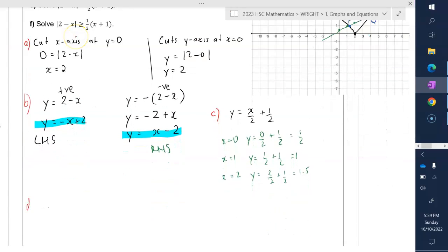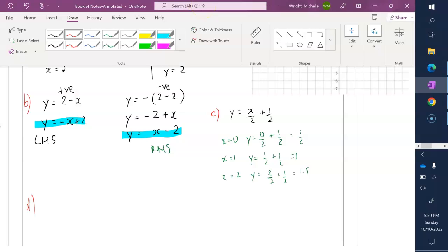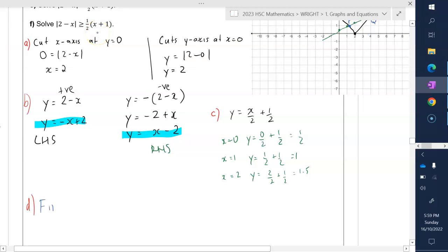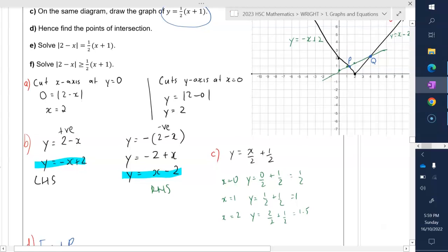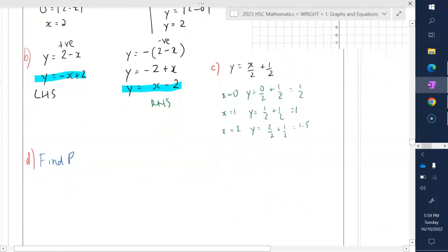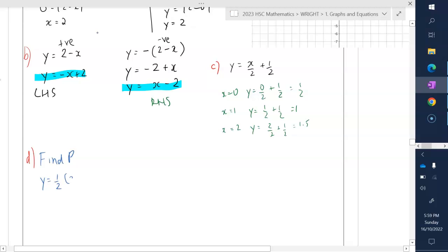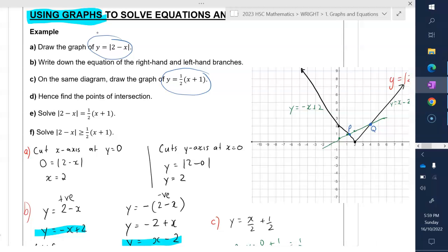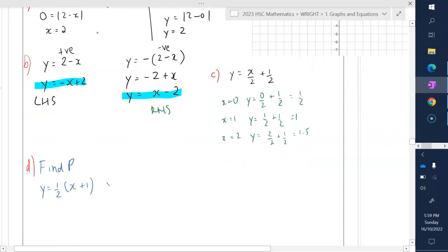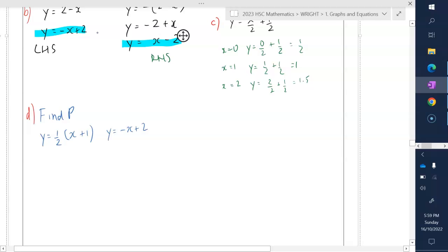So we need to solve them separately. So let's look at solving for P first. Finding P. So what is P the intersection of? So P is the intersection of y equals a half x plus 1. Okay, this is a simultaneous equation. And it's also the intersection of the left-hand side of our absolute value, which was y equals minus x plus 2. Or you can write it as 2 minus x. So let's pop those together and solve them simultaneously.